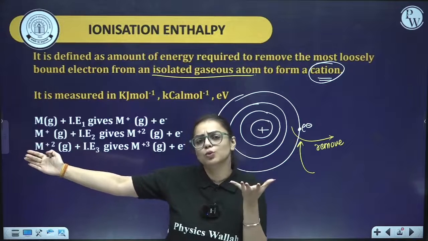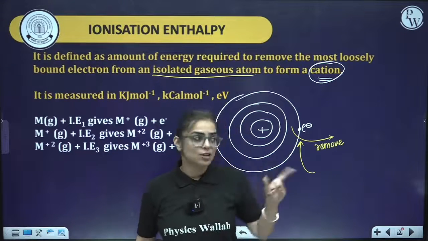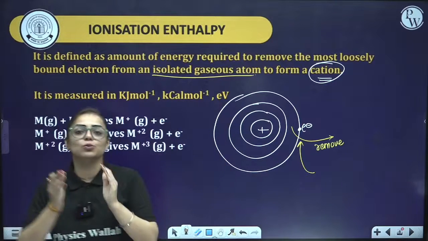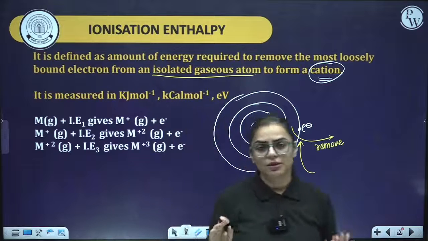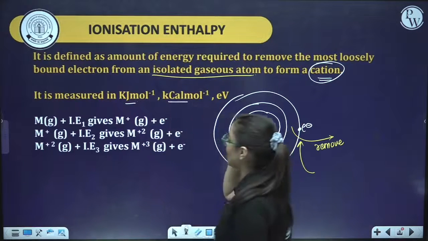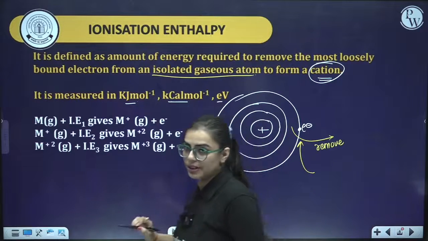So I will be left with what? I will be a positively charged one. Now if I am a positively charged one, I am a cation. So this is what is saying that a cation is formed when one electron is removed from the outermost valence shell. Clear, everyone? Quite easy. Now it is measured in kilojoule per mole, kilocalorie per mole. Okay, and also in electron volt, right?